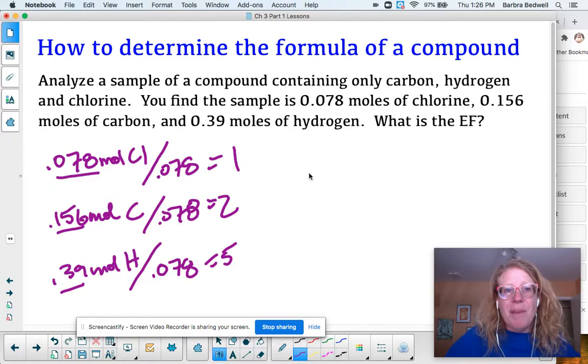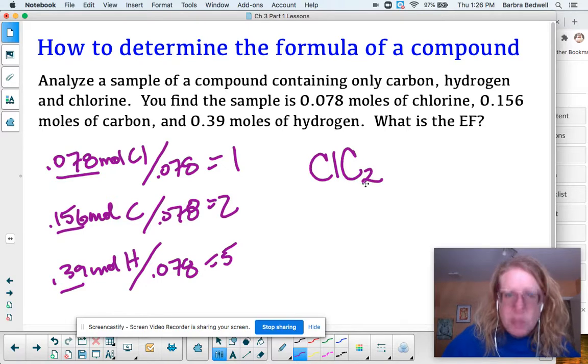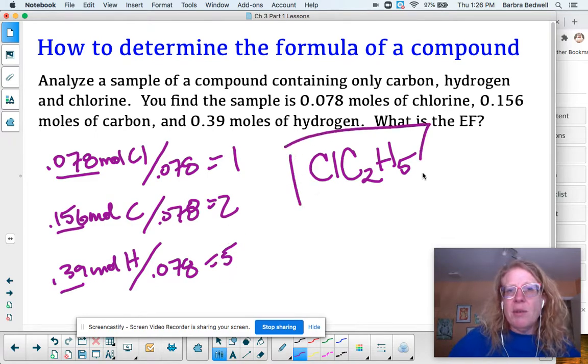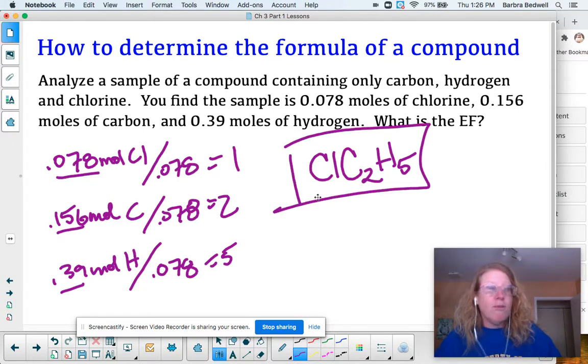This particular empirical formula would be Cl, you don't have to write the 1, C2, again, this is carbon, and there's 2 of them in there, 2 moles of it, and then hydrogen and a 5. So you don't have to worry about, like, is that really the order that they come in? Don't stress about it. Whatever order they're given to you in the problem, you can just list them straight off. So this right here would be the empirical formula of our compound.